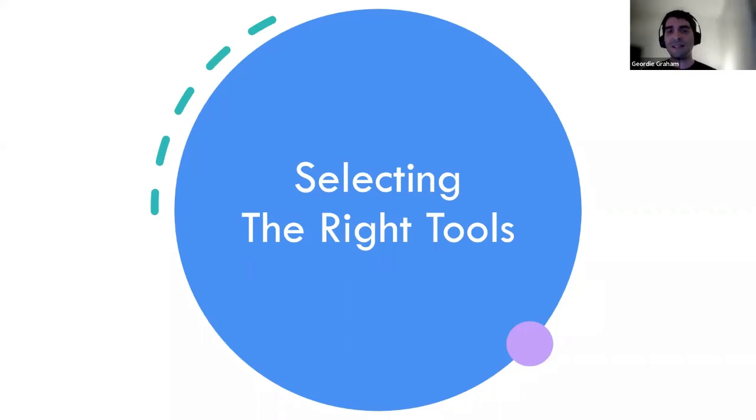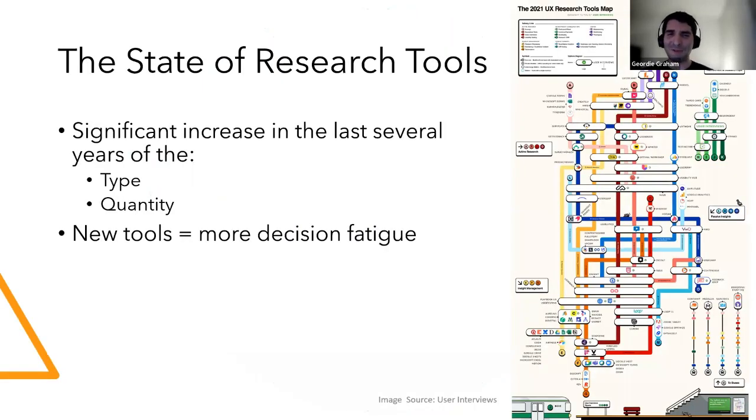So from there, I want to talk a little bit about our first major topic, which is around selecting the right research tools. The state of user research tools has become wild. You can see on the page here, User Interviews every year does this user research tools map. Initially, it started out with this really cute subway analogy with the different types of tools that were available and the different specialties of those tools.